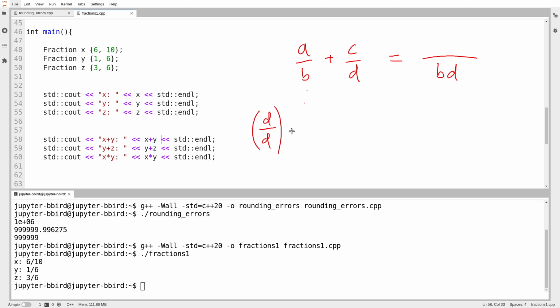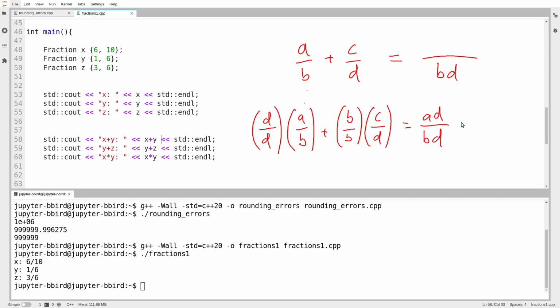d over d times a over b plus b over b times c over d. And that gives us what? So that gives us AD over BD plus BC over BD. There's a lot of different reasons one needs to do this in mathematics. You might notice when you see AD plus BC, that shows up in a lot of other contexts as well. And so I end up getting this. There is my derivation for how I add together two arbitrary fractions.